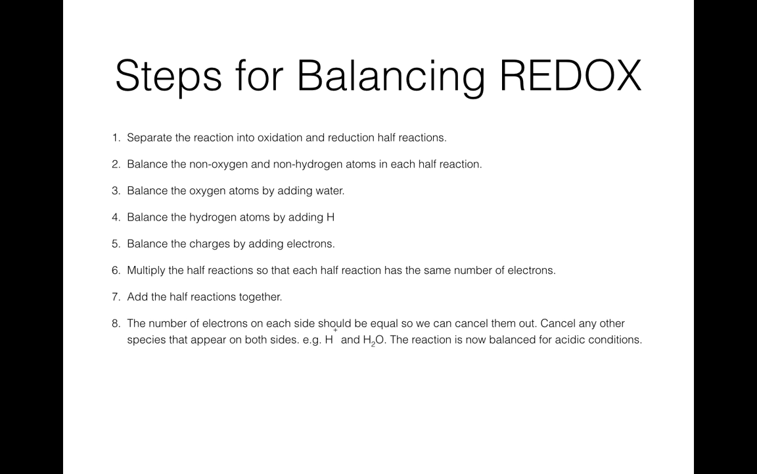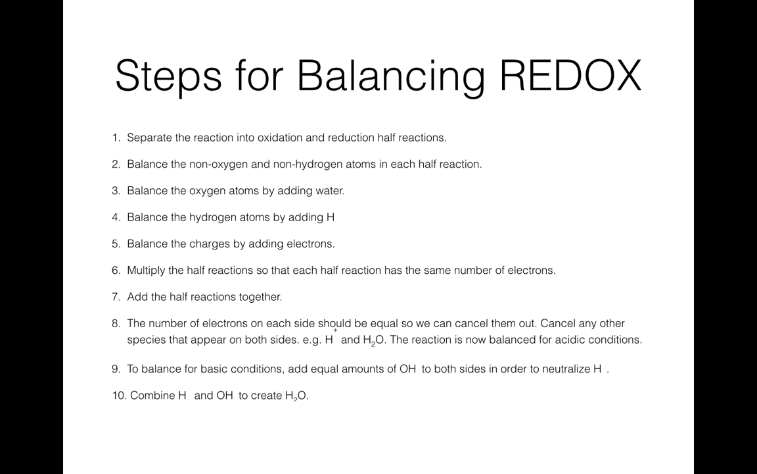But sometimes we need to balance our reaction for basic conditions, and so we may need to go on and do a couple of extra steps, taking our balanced equation in acidic conditions. We can now change it to basic conditions by adding equal amounts of hydroxide on both sides of the equation in order to neutralize any H+. If we combine any H+ and hydroxide that appears on the same side of the equation, they'll neutralize and form water. And then finally, we can go ahead and cancel any water that appears on both sides of the equation. And we should now have a complete balanced equation for basic conditions.